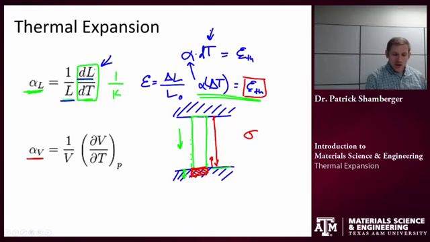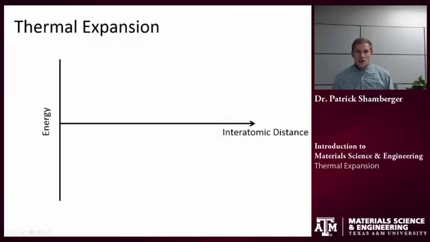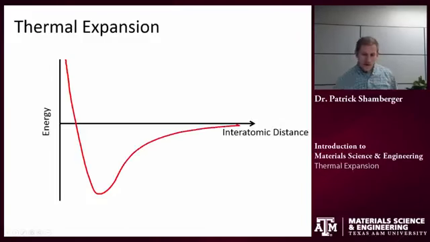So there's also a volumetric definition, because if it's expanding in all directions, there would be an overall volume change. So you can occasionally see a volumetric coefficient of thermal expansion, and that's defined very similarly. Now, where does thermal expansion come from on the atomic level? You'll remember that we talked about bonding curves before, right?